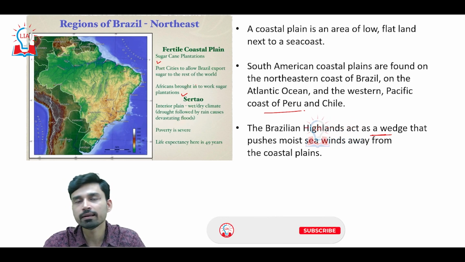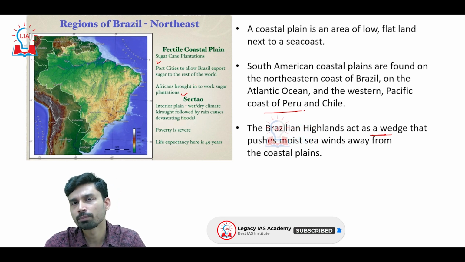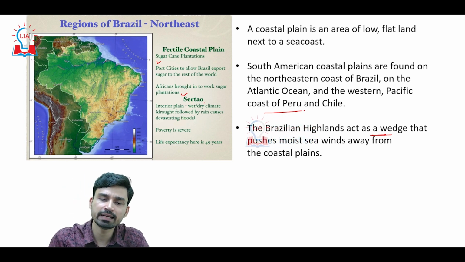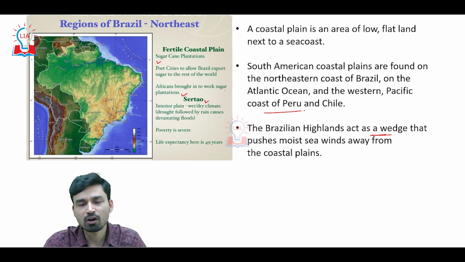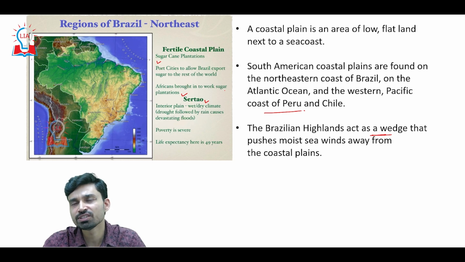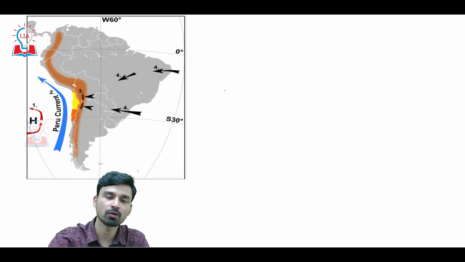On the other hand, the drier region of the plain, which does not receive water due to the presence of the Brazilian highland, is what we call the Sertão. Sertão basically means the interior plain, and here, since there is water deficiency, we have devastating droughts many times, and in some years very significant rainfall causes devastating floods as well. Due to these extreme weather events, poverty is very severe, and life expectancy due to the prevalence of diseases is also very low, somewhere around 49 years.